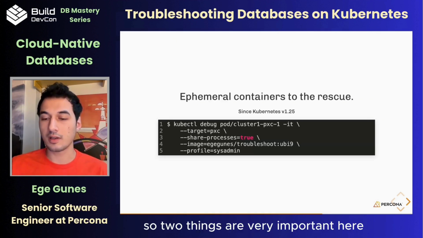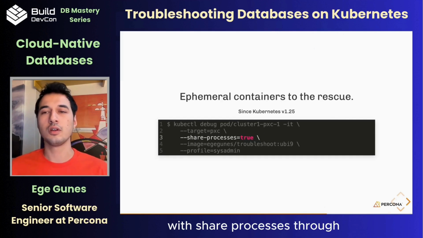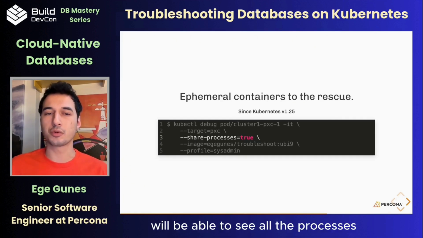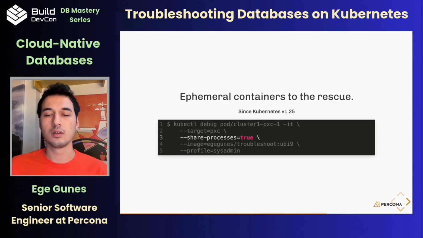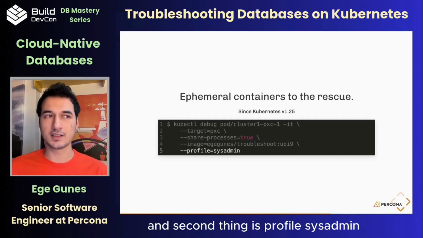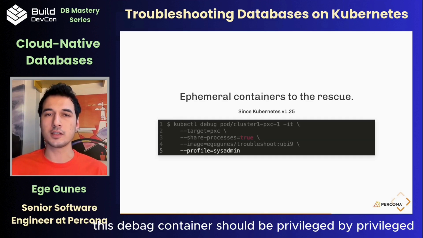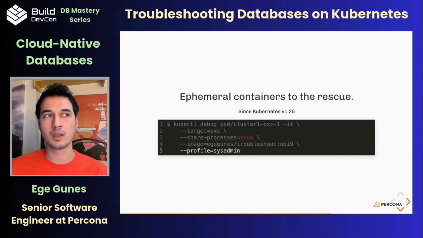Two things are very important here. First one is share processes. With share processes true, our debug container will be able to see all the processes in that particular pod. And second thing is profile sysadmin. Here I am telling that this debug container should be privileged. By privileged, I mean it should have access to the kernel.